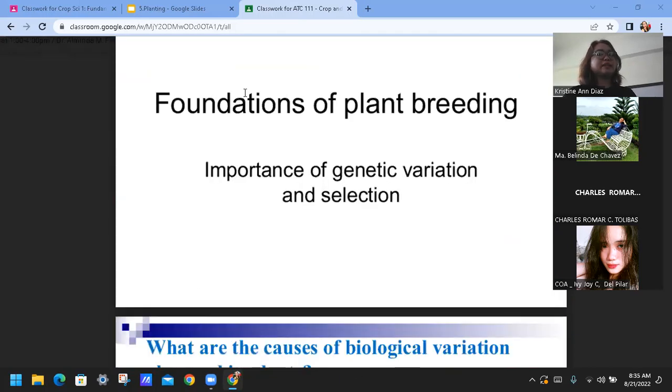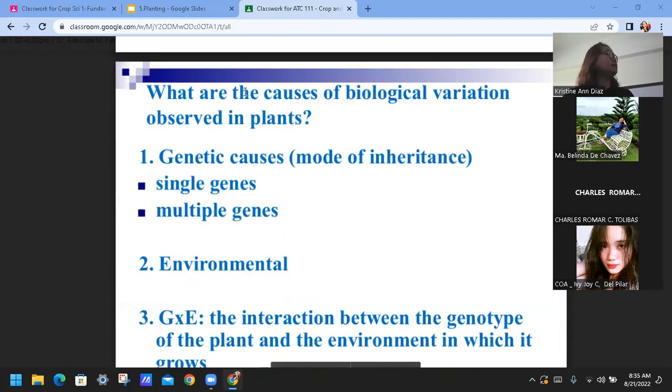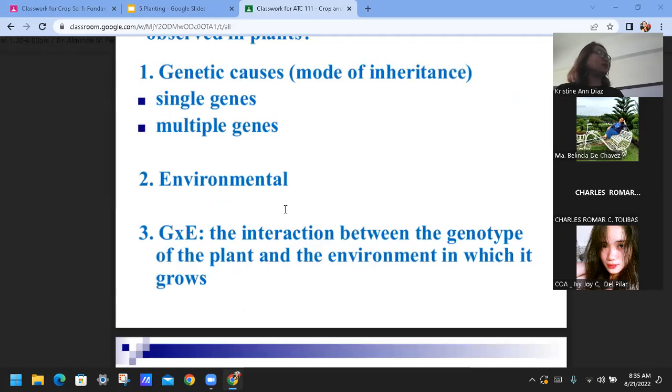So what are the foundations of plant breeding, or the importance of genetic variation and selection? There is biological variation because of the mode of inheritance: single genes or multiple genes are the genetic causes, depending on pollination, whether self-pollination or cross-pollination. And then environmental causes. For humans, the environment where your formative years are, partly 50% to 80% of your behavior will come from your environment. The third is the combination of genetic and environment and their interaction.